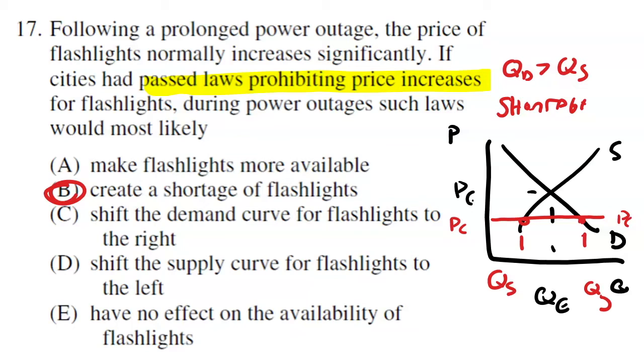And so the reason why C and D are incorrect is because it's just prohibiting the price increases for flashlights, right? And so basically, remember, price is never going to shift the curve, so C and D are incorrect. A is not going to make sense either, right? If flashlights are now less expensive than what the free market says they are, or what the equilibrium price is, it's not going to create more flashlights. So A is also incorrect. And E, it should have an effect, right? If the prices are below equilibrium, there should be an effect on the availability of it.